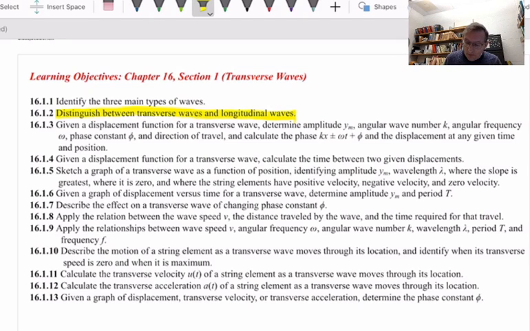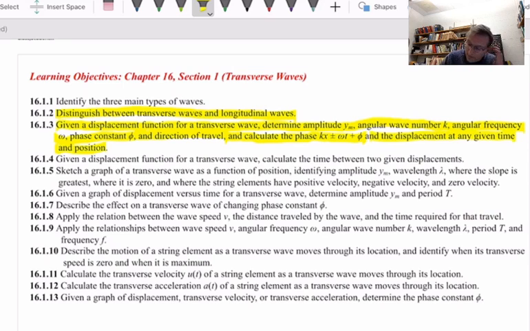Next, 16.1.3. Given a displacement function for a transverse wave, determine its amplitude, angular wave number, so amplitude y max, angular wave number k, angular frequency omega, phase constant phi, and direction of travel. And calculate what's called the phase, which is that combination, kx plus or minus omega t plus phi, and the displacement at any given time and position.